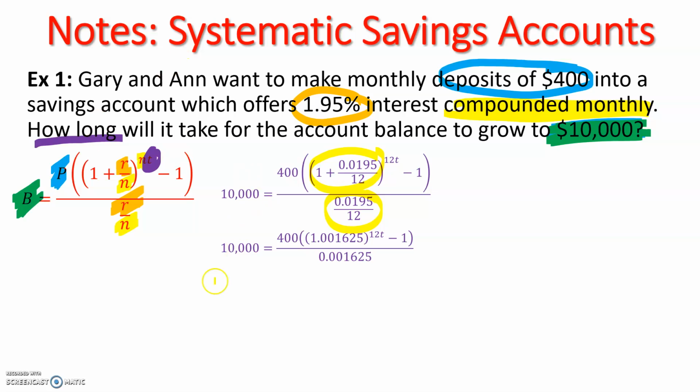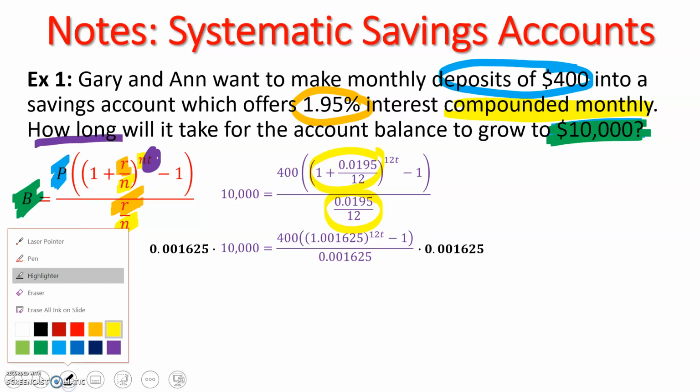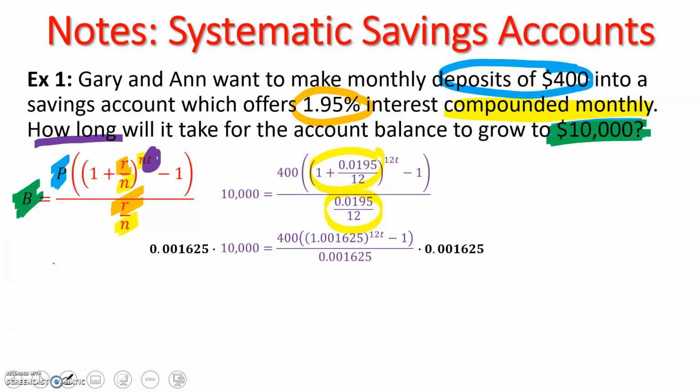Now, I'm not a big fan of having this decimal here in the denominator. So in order to get rid of this divide by 0.001625, I'm going to multiply both sides of the equation by that. Now, what does that do for me? Well, on the right-hand side, they cancel. On the left-hand side, I'm simply going to multiply.